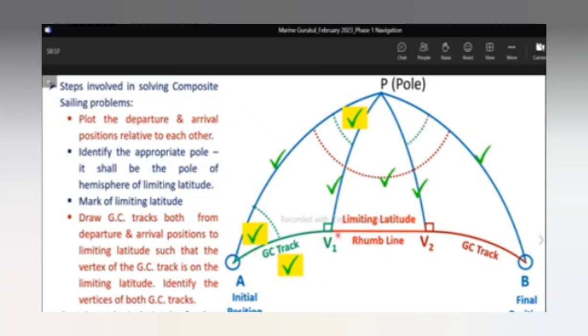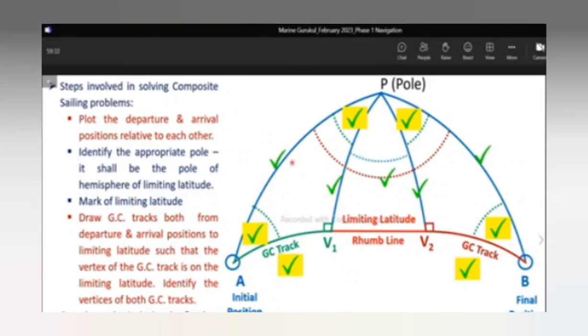Likewise, we can solve triangle PV2B. This angle will be the D long between V2 and B. Knowing the longitude of B, we can get the longitude of V2, whose latitude is already known to us. We can solve for angle B, which will help us in figuring out the final course when the vessel reaches B along the GC track V2 to B. We can also calculate side V2B, which will be the GC distance on this last leg of the voyage.